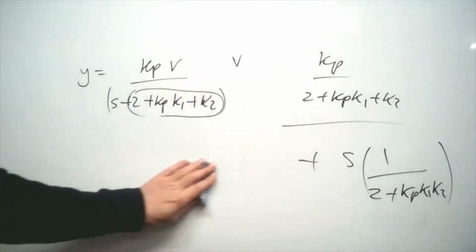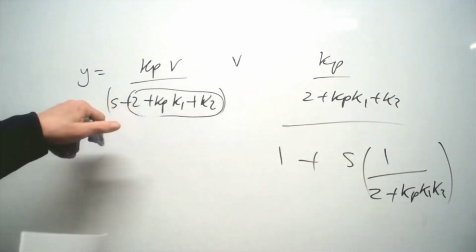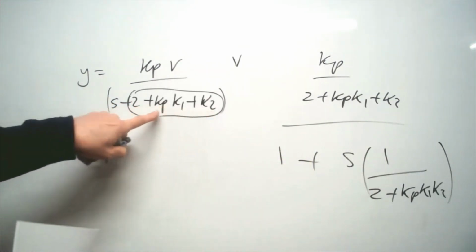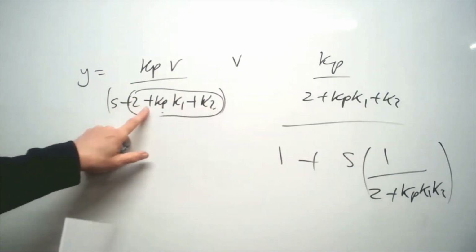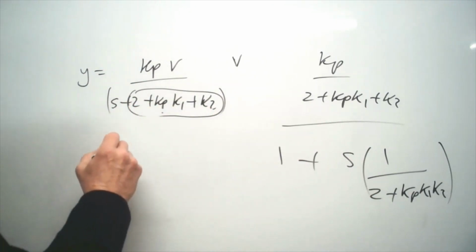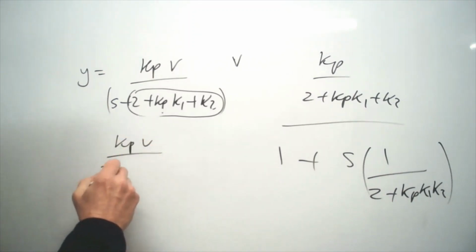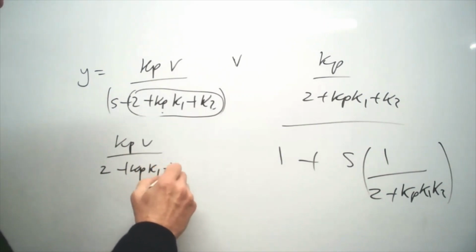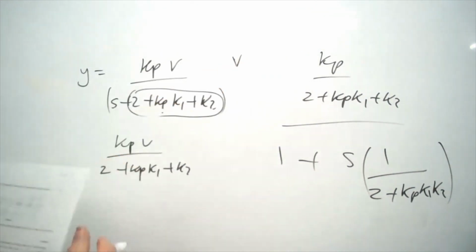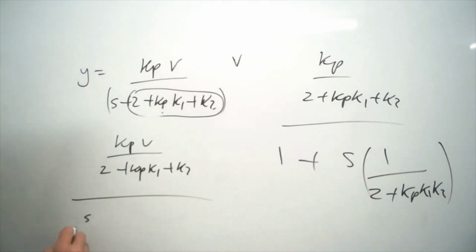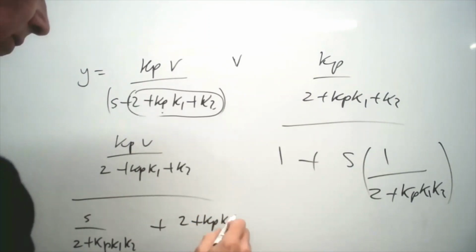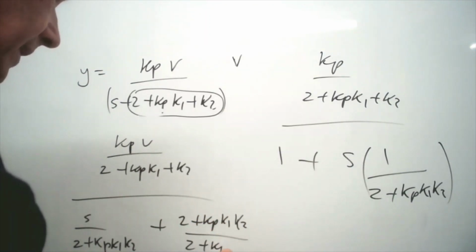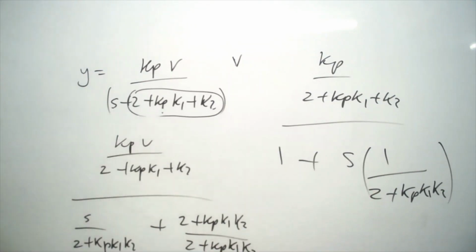So what I'm doing is, this is the s here, this is the rest of the rubbish here, this is all that I'm left with. So if I divide this expression by that term, then I'm going to get kp v over 2 plus kp k1 plus k2, that's that term there, divided by, and then again s over 2 plus kp k1 k2 plus 2 plus kp k1 k2 divided by 2 plus kp k1 k2.